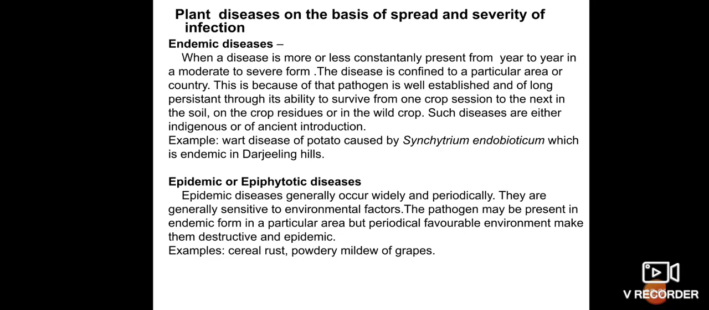Next is epidemic, also known as epiphytotic disease. Epidemic or epiphytotic diseases generally occur widely or periodically. They are generally sensitive to environmental factors. The pathogen may be present in endemic form in a particular area, but a periodically favorable environment makes it epidemic. Examples of epidemic or epiphytotic diseases are cereal rust and powdery mildew of grapes.